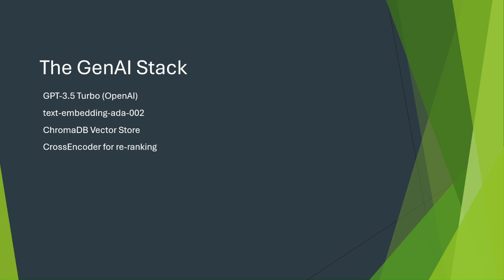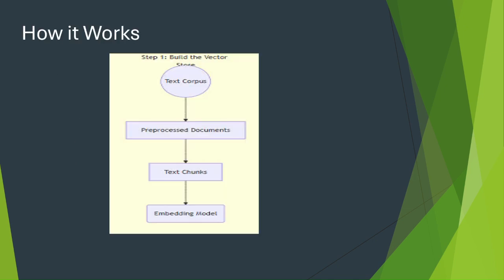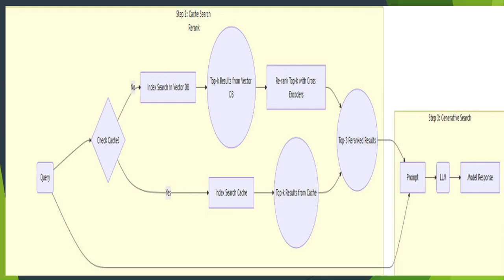The architecture uses Retrieval-Augmented Generation, or RAG. Here is how it works. PDF documents are split and embedded. When a query comes in, the system searches semantically, re-ranks with the cross-encoder, and GPT answers the question with references.